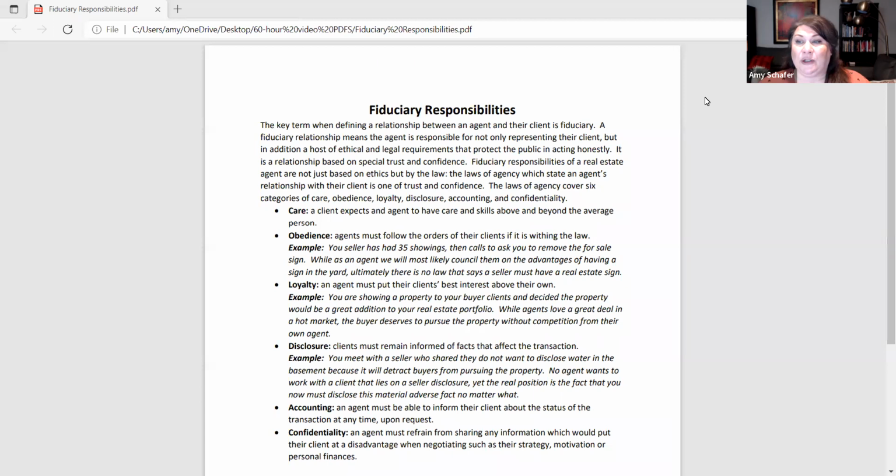Now, here's the deal. Well, you've got loyalty to a client and putting their needs above everyone else's, you do still have an obligation to be honest with all parties in a transaction. And we're going to hit a couple of those examples as we weave through this list of responsibilities. And these 6 responsibilities are care, obedience, loyalty, disclosure, accounting, and confidentiality.